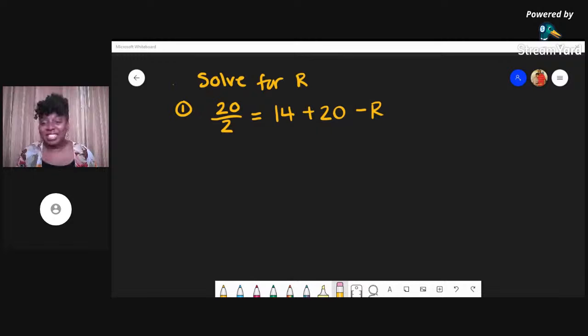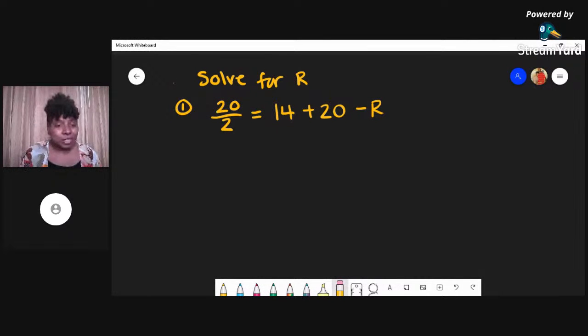So first things first, all right. Here's the question, guys. They want us to solve for R. And the question is 20 divided by 2 equals 14 plus 20 minus R. Okay. So tell me what the goal is. At the end of the day, what do we want? We want to know what R stands for. Right. So at the end, we want to have something that says R equals something.